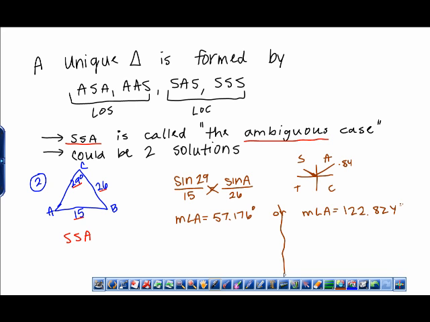So if you want to pause this and try to finish finding, adding them up, subtracting from 180 to find b, and then you can either use law of sines or cosines to find the missing side. Then you can see if we get the same answer.